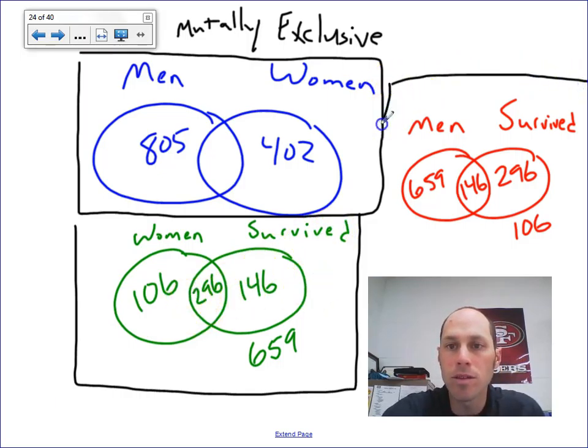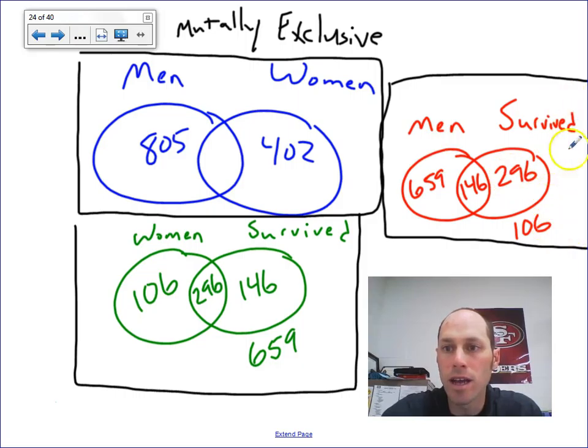We can do the same thing with men and survived, and we can see that the majority were either men or they survived. Very similar to the women versus survived one.